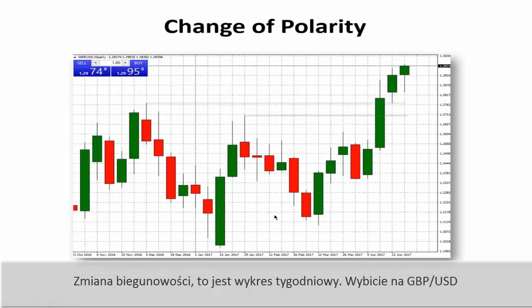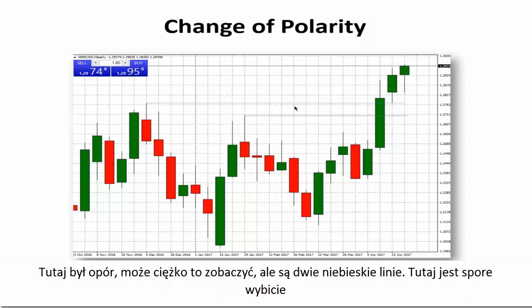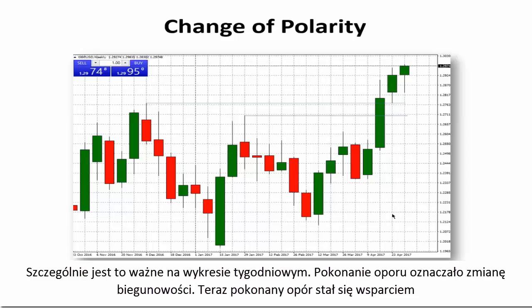Okay. Change of polarity. Again, recently, this is actually a weekly chart. It was an important breakout in the pound dollar. This resistance area, it's a little hard to see here, but these two blue lines, major breakout here. And for those who follow the pound dollar, it's very important, especially on a weekly close, to hold above this change of polarity. Because now the market's broken out of this long-term resistance area, this old resistance must hold as new support.